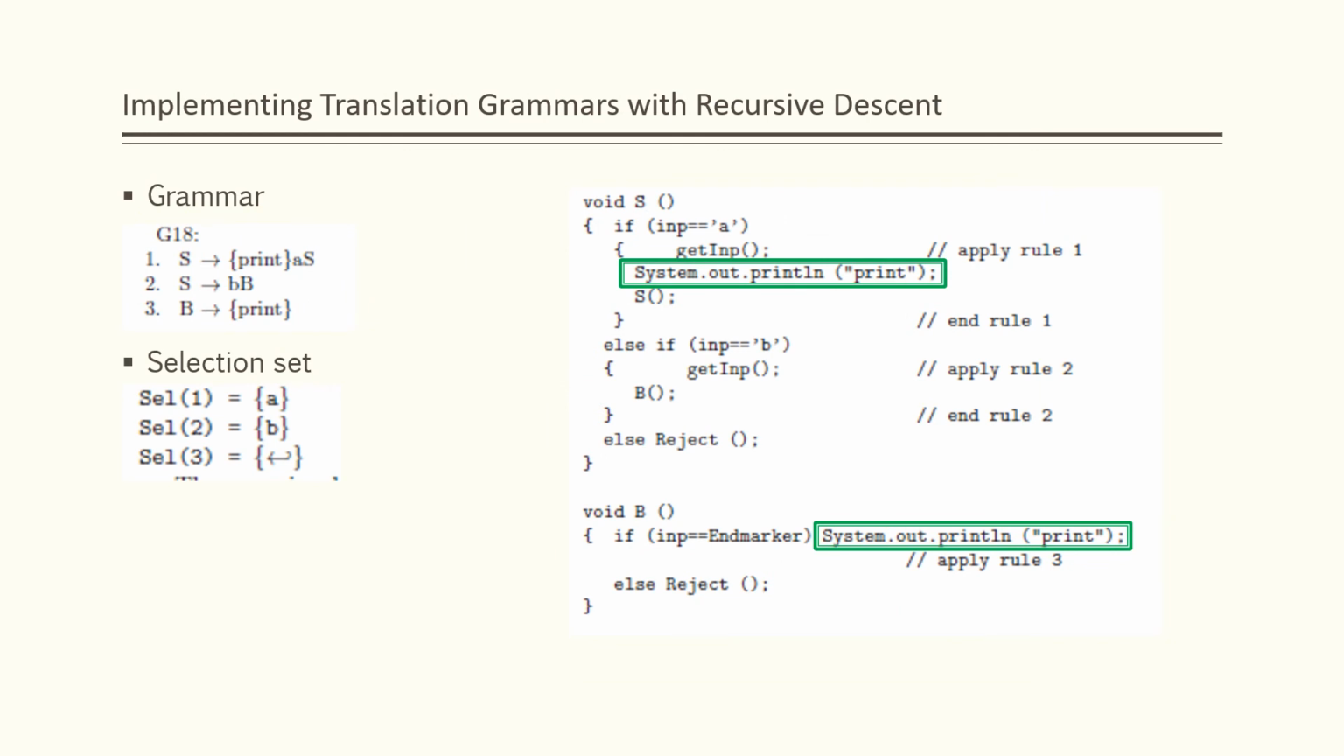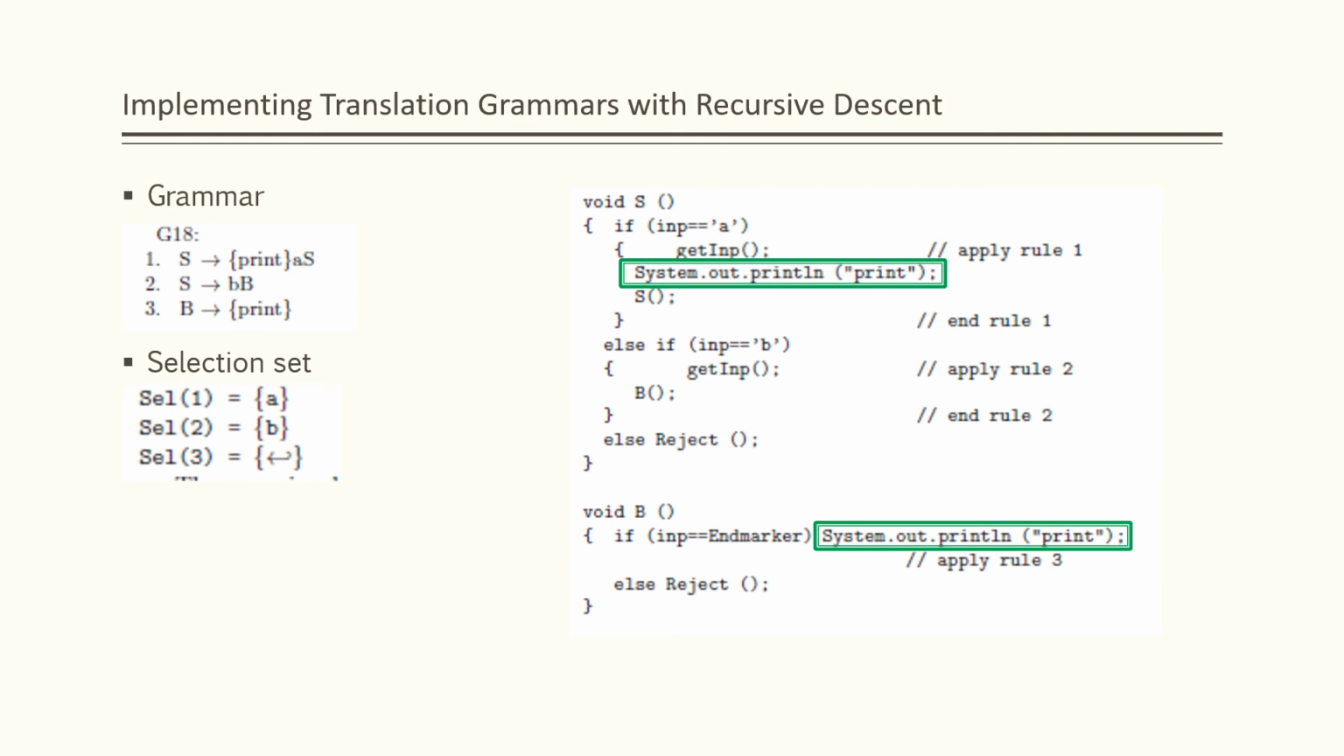The next one is to implement the recursive descent. Recursive descent has the same steps as the one in LL1, except for the one with the action symbol. Let's say we consider grammar 18 here. We have S goes to print AS, where print is the action symbol. S goes to BB and B goes to print, where print here is also the action symbol.